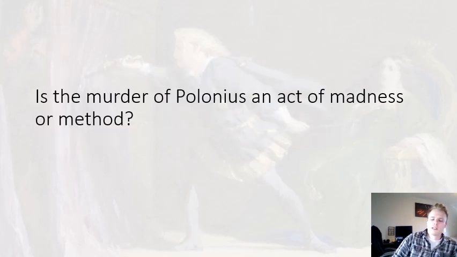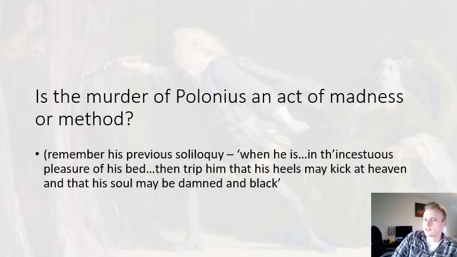So the first thing that you need to consider is whether you honestly believe that the murder of Polonius is an act of madness or whether there's method behind it. You want to consider it in relation to his previous soliloquy, where he's standing considering the murder of Claudius, and he decides he's not going to murder him now. But he says when he is in the incestuous pleasure of his bed, then he's going to trip him at the heels, that his heels may kick at heaven and his soul may be damned and black. So his soul goes down to hell.